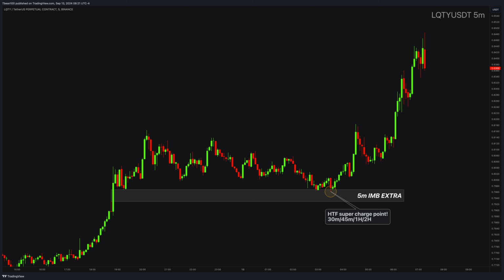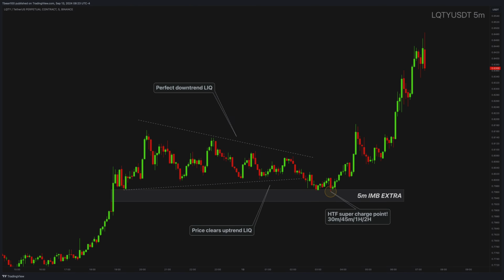But what else do we have here? Notice this beautiful downtrend here. Imagine the liquidity gathered here. How many stop loss orders wait for us? And on the opposite side, we have this perfect uptrend liquidity. But the uptrend liquidity is already cleared. So our asset not only uses the imbalances, but it also uses the liquidity as the fill. It is a combination of imbalance and liquidity.